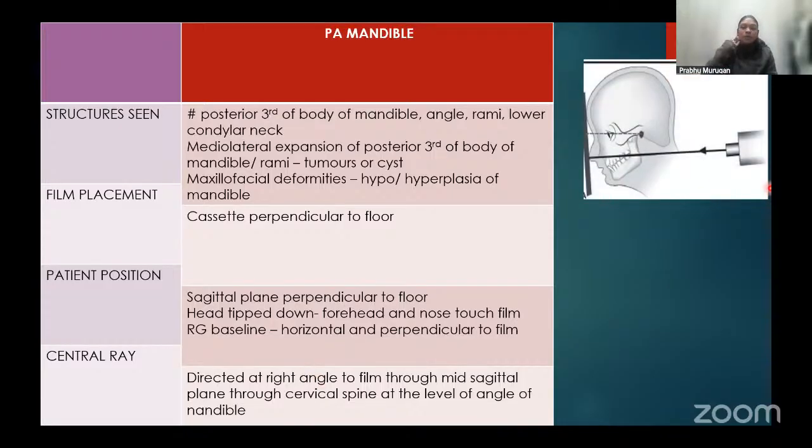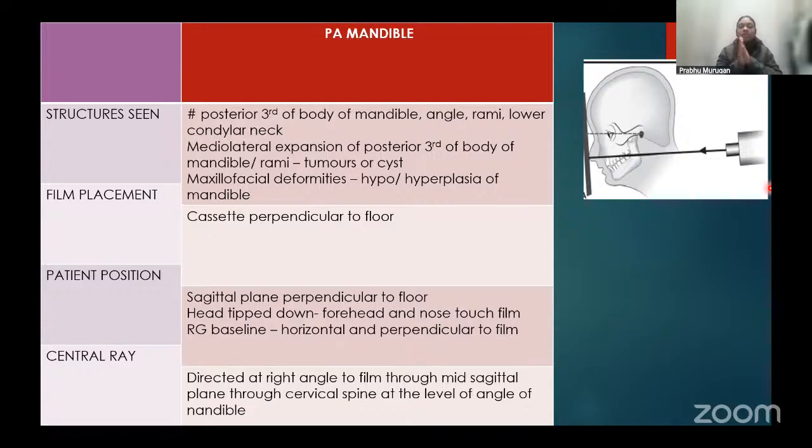PA means what? Posteroanterior. So the X-ray has to enter from the posterior region and exit through the anterior region. For the PA view, you will have the X-ray film in the front and the X-ray source behind it. For an AP view, it is just reversed. AP means it has to come from the anterior to the posterior. So for the AP view, X-ray source in the front, film behind it.